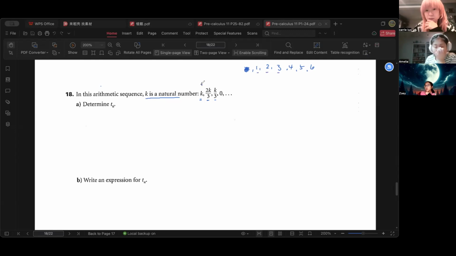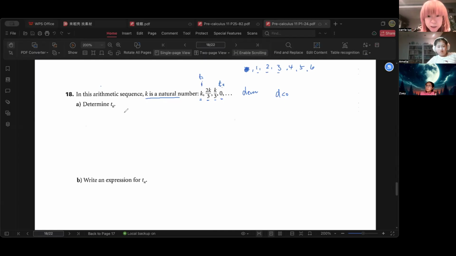The smallest k is 1, right? But 0 is here. 0 is in term 4. k is in term 1. So term 4 is smaller than term 1. So this one must be decreasing, which means D must be smaller than 0. Okay, that's the first thing.